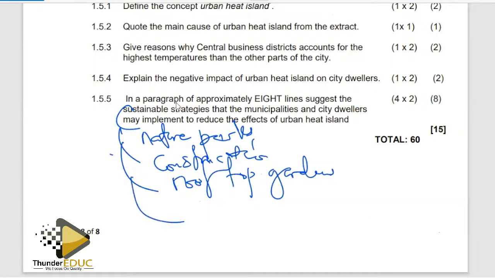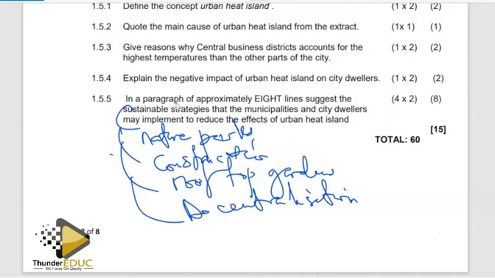You can talk of decentralization of activities like industries or commercial decentralization. It can also assist. When we decentralize, you are saying we should move industries out of the CBD, or we move commercial activities outside the CBD so that we have less congestion in the CBD and also ultimately reducing the impacts of urban heat island.